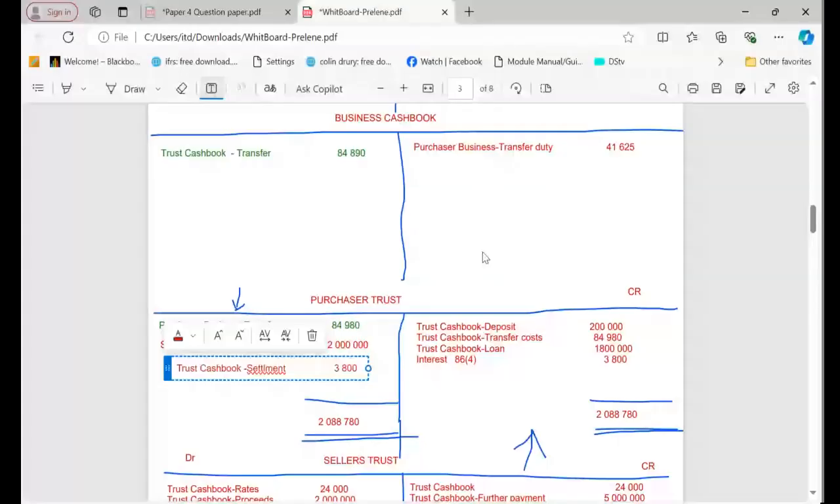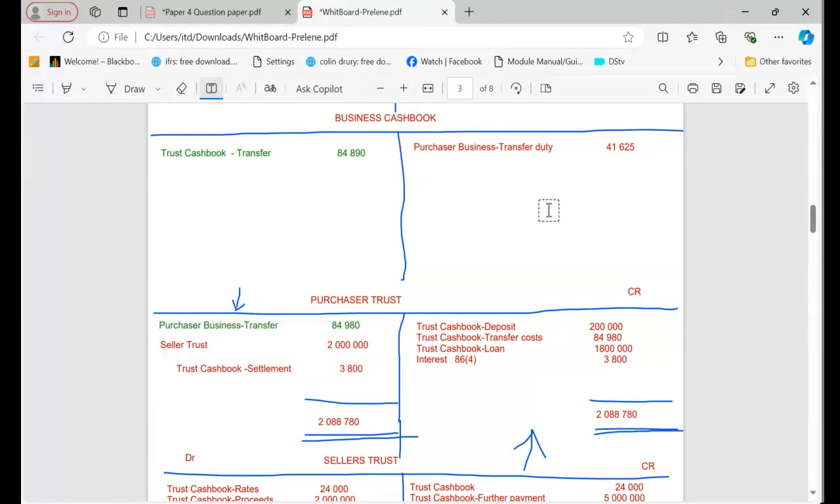We were here. Let me know when you see the projection here. I can see it now.